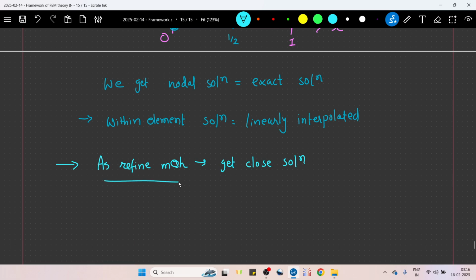As we refine the mesh, this is FEA mesh convergence, you would have already known this. As we refine the mesh we get close to the solution.